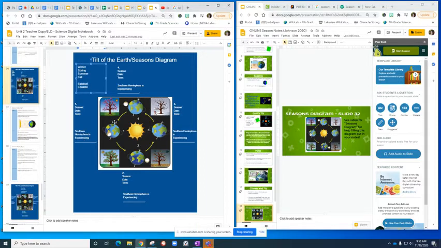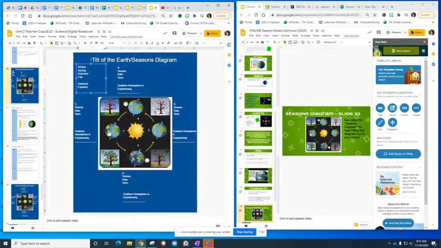So as we go on to number 2, and the earth revolves around the sun, the earth is still tilted, but here the earth isn't quite as tilted toward the sun. So this is going to be fall for us in the northern hemisphere.